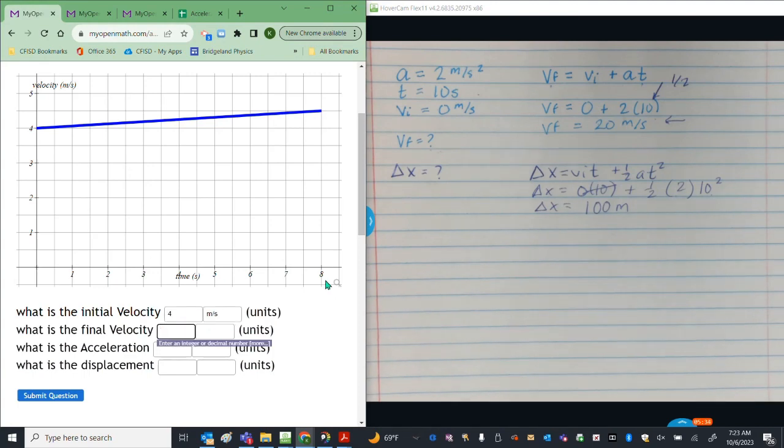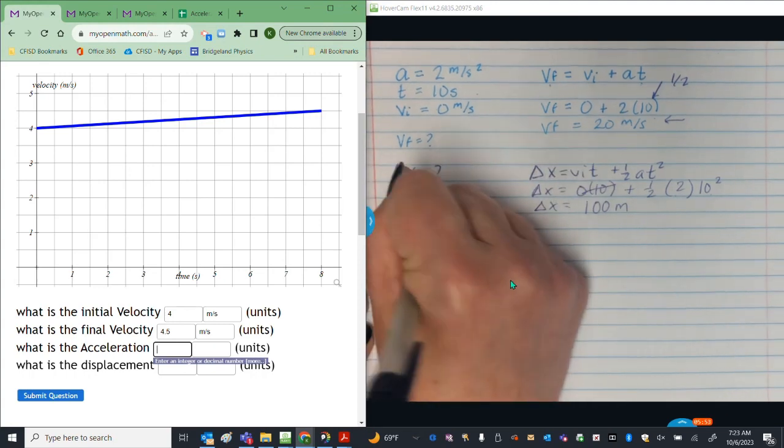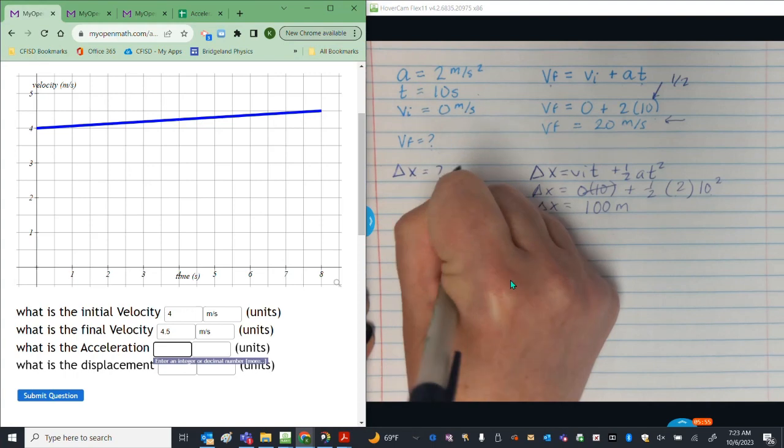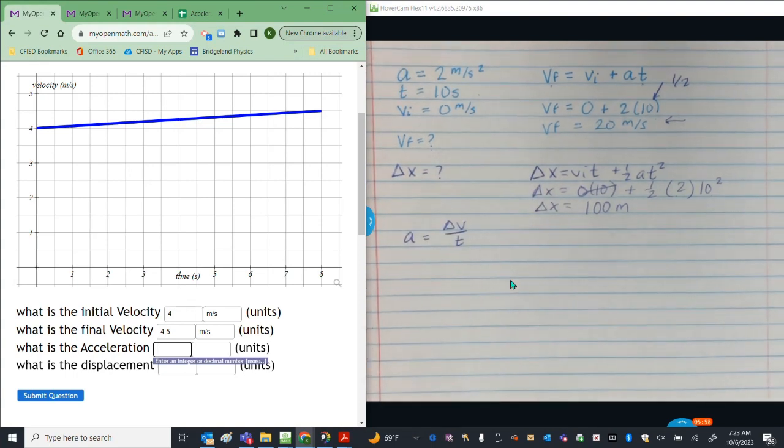Final velocity, same thing. I can see it. It's right here. If this is 4 and this is 5, then this line in between would be 4.5. 4.5 meters per second. Acceleration is the rate of change in velocity. By definition, acceleration equals change in velocity over time. And if I look at my graph, my change in velocity is my change in my y value over change in x. That is rise over run.